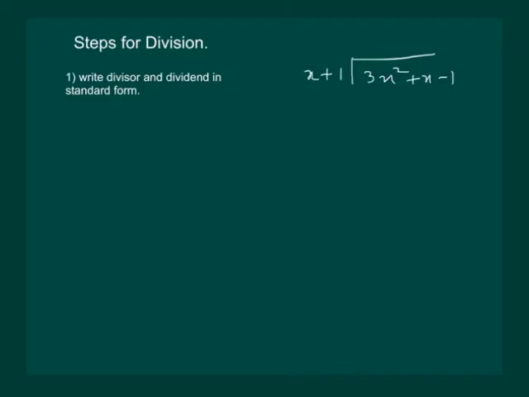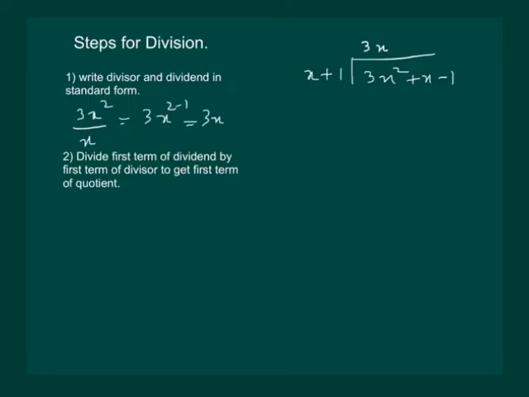Our next step would be to divide the first term of the dividend by the first term of the divisor. So that means we have to divide 3x square by x. This will give us 3x power 2 minus 1, which is equal to 3x. This gives us the first term of the quotient. That means in the quotient we have 3x.